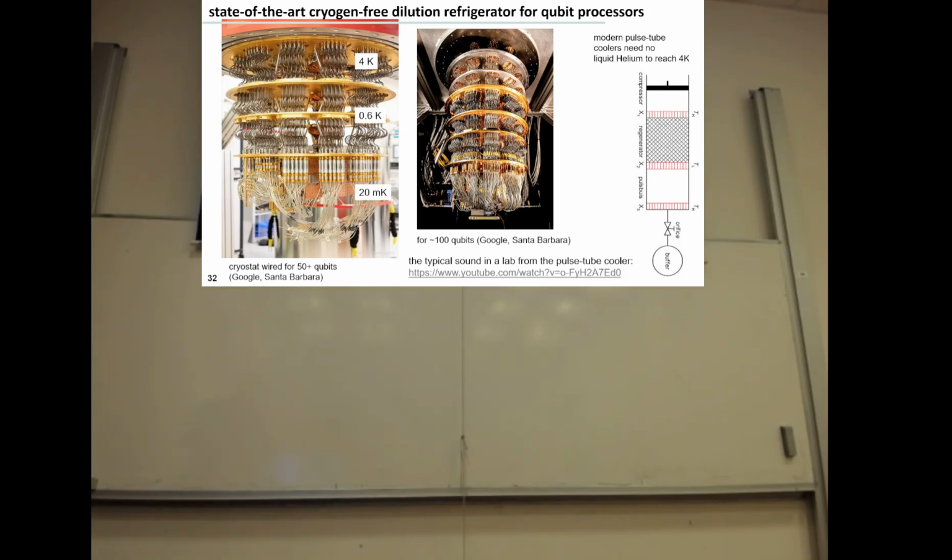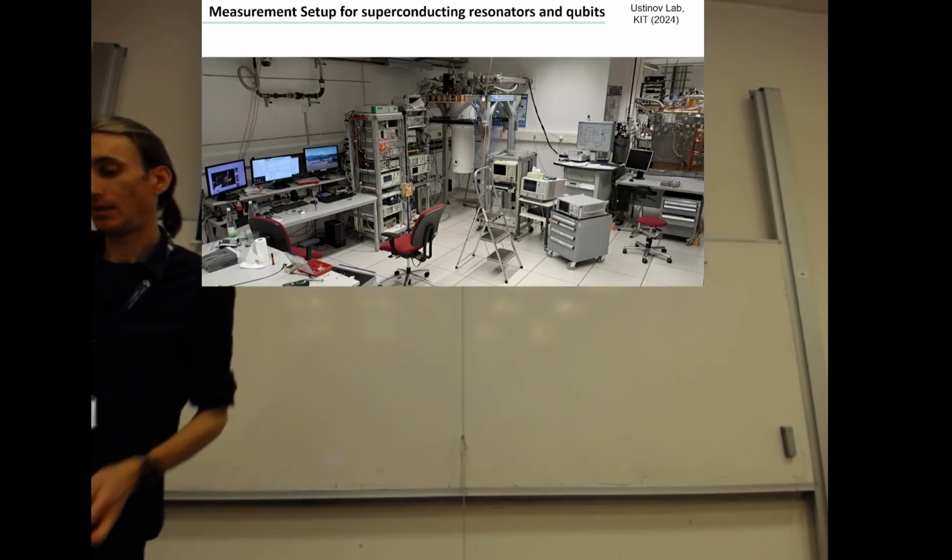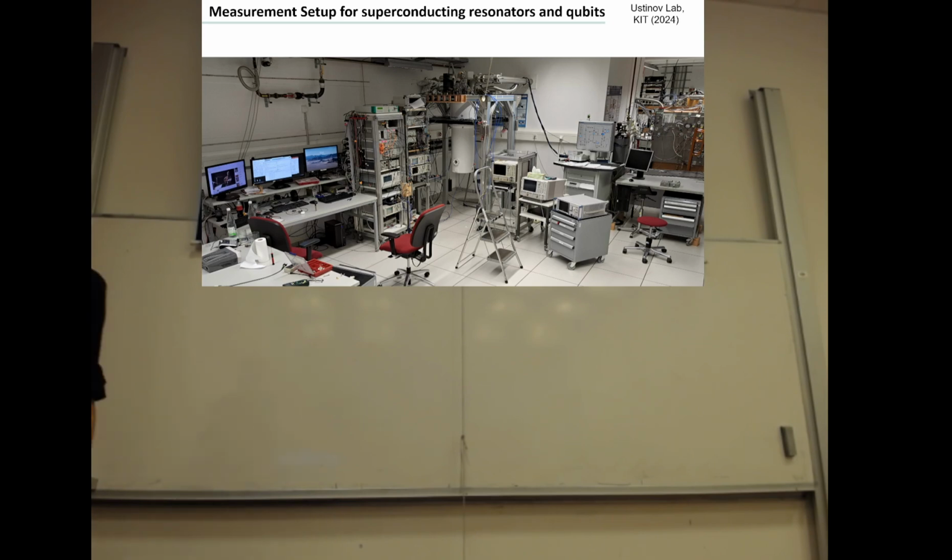Sorry, just a quick question. What about this mechanical noise and the difference between using liquid helium compared to a compressor? This is a good question, and I will actually come to that. Yes, the pulse tube, I will explain the pulse tube cooler, and then you will understand what's going on here.